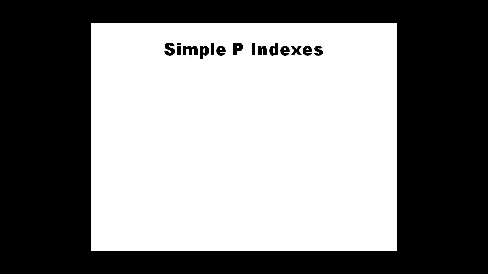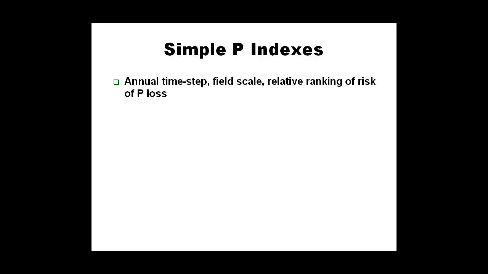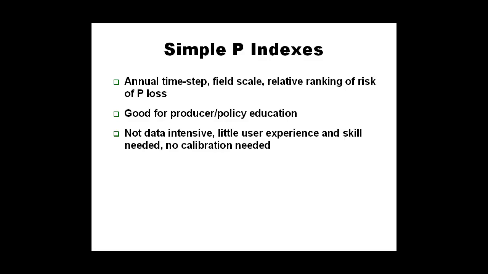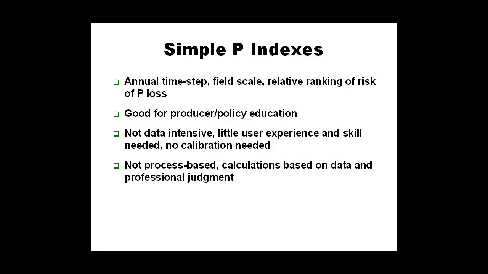At the other extreme, we have our P-indexes, which Andrew talked about. These are more annual time step, they're field scale, so they're not really beyond the field scale. It's a relative ranking of risk of phosphorus loss. It's very good for producer, policy, and education. They're not data intensive. You don't need a lot of experience or modeling skills to run these. You don't need the calibration.